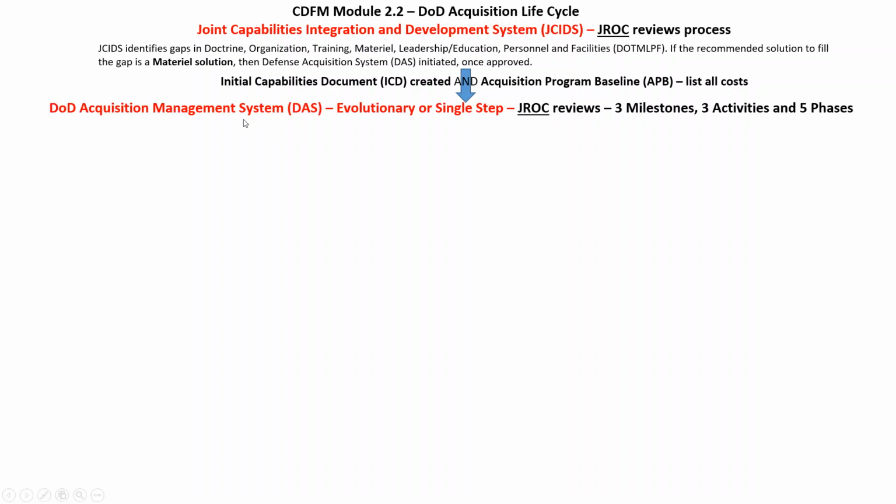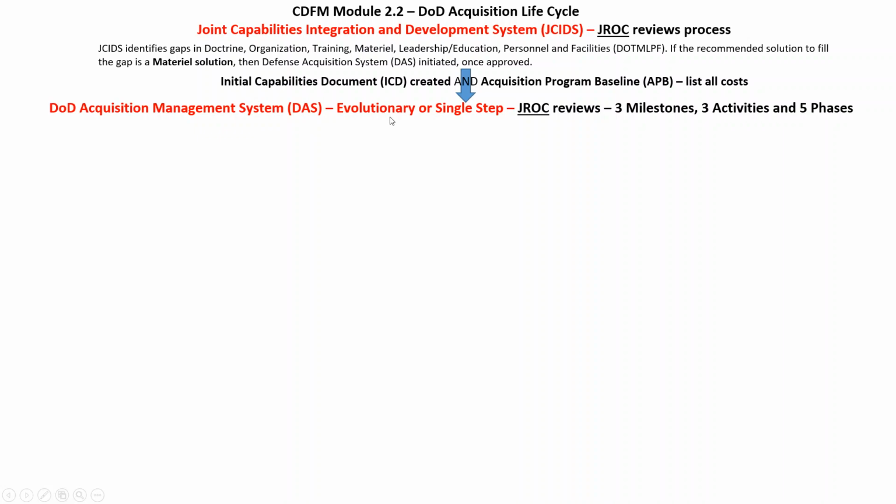Now we need to put it in writing. What does that capability need to look like? What type of things does that capability need to be able to do to meet that national security strategy? So that's put in that initial capabilities document. The program baseline just gives the basic standards for that development and lists some primary costs that they can expect to get.